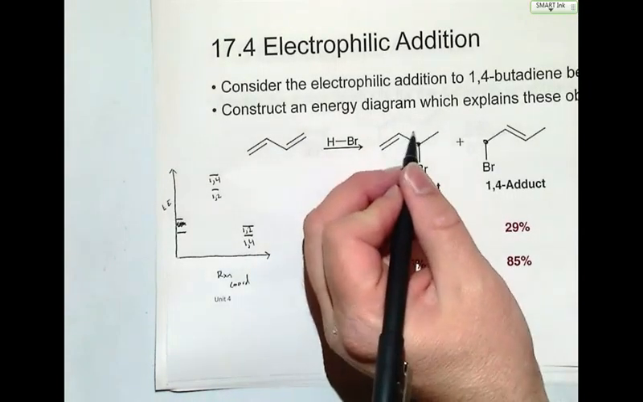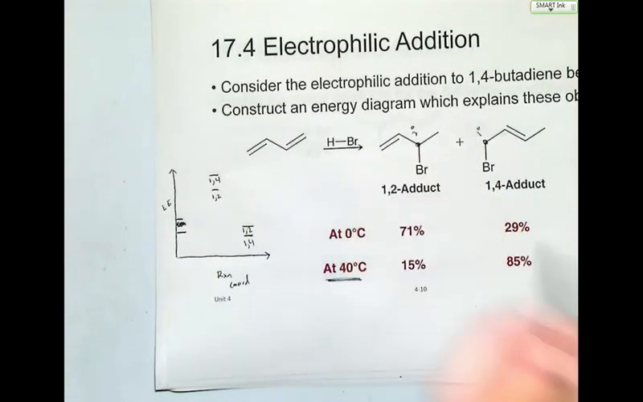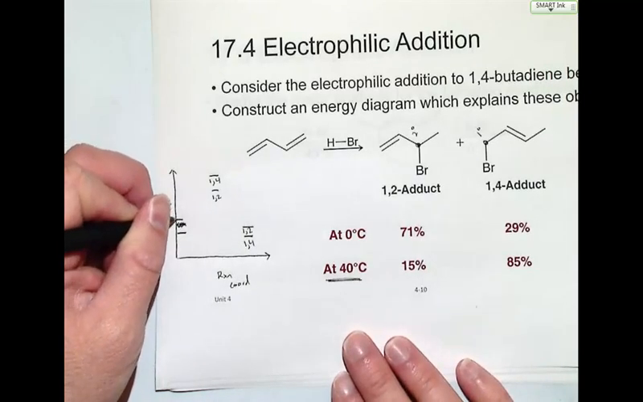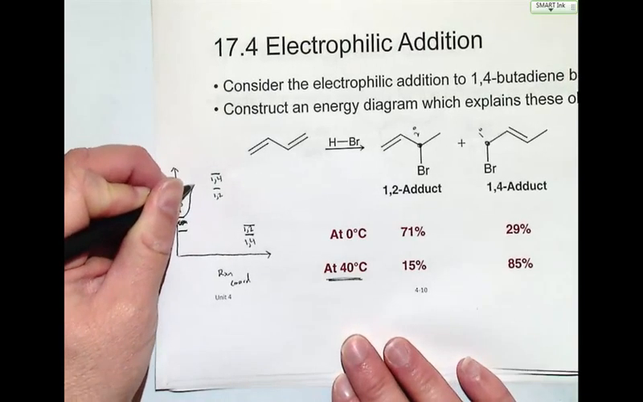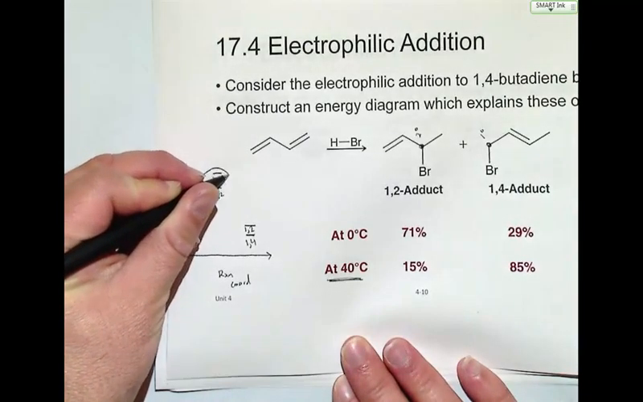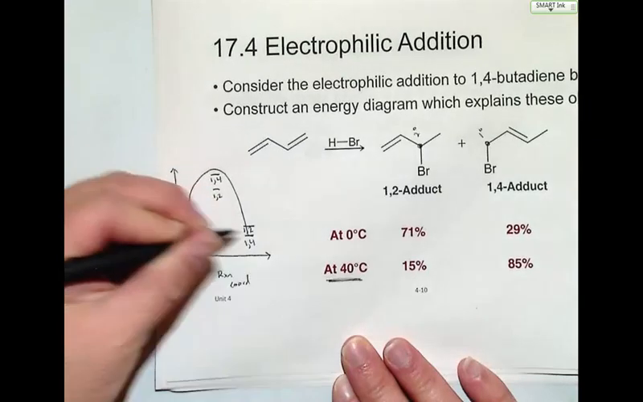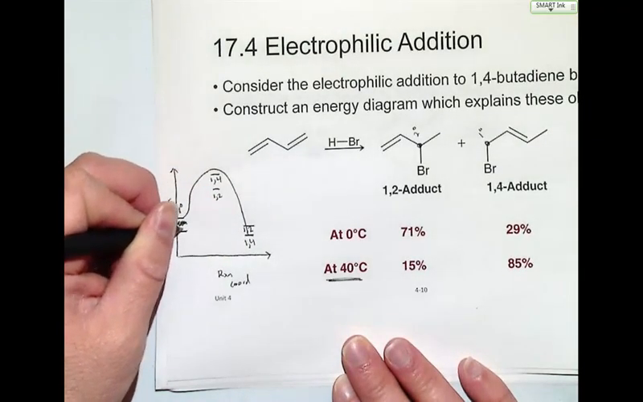There's one that's secondary, and there's one that's primary, right? So primary carbocation is going to be higher in energy than the secondary. And the transition state to that one should also be higher in energy. So this would be the primary carbocation going to the 1,4, and this would be the secondary.